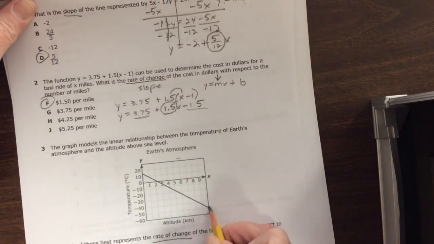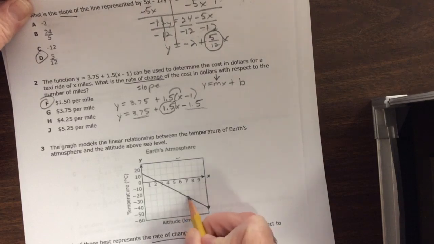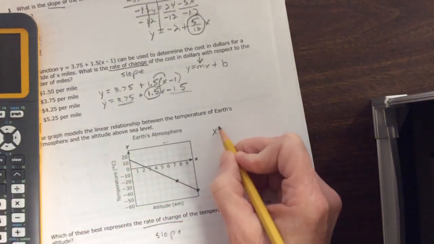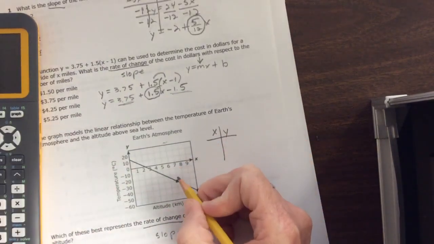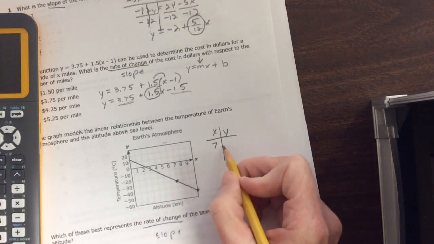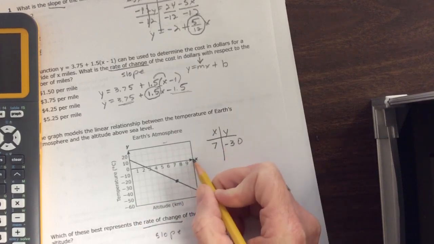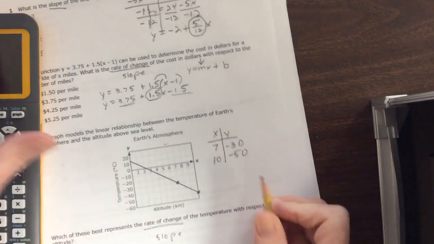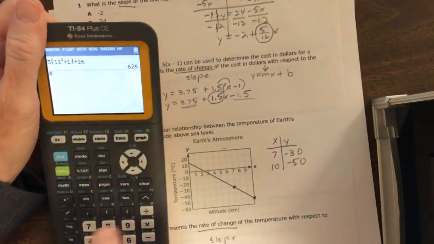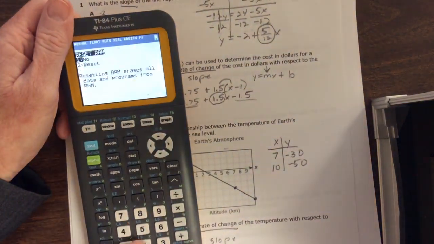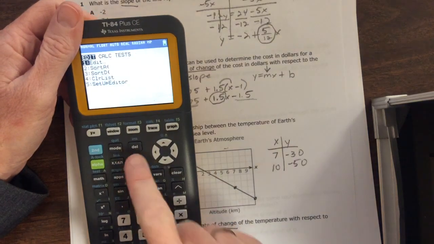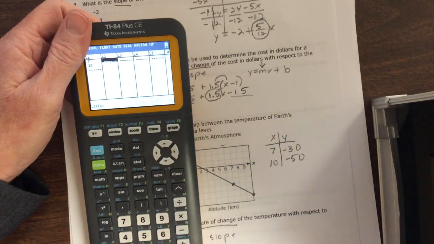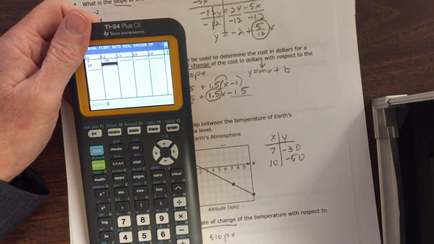I think this is an exact point. And I'm going to say this is an exact point. So let's put those points in stat edit. I'm going to make my table. And I have x is 7, y is negative 30. I have x would be 10, and y is negative 50. Let's see if that works. Second plus 7, 12, clear that out. I'm going to hit stat, enter. I'm going to put a 7, a 10, I'm going to tab over, negative 30, and a negative 50.